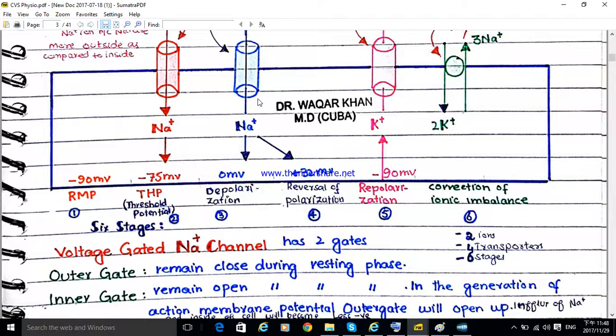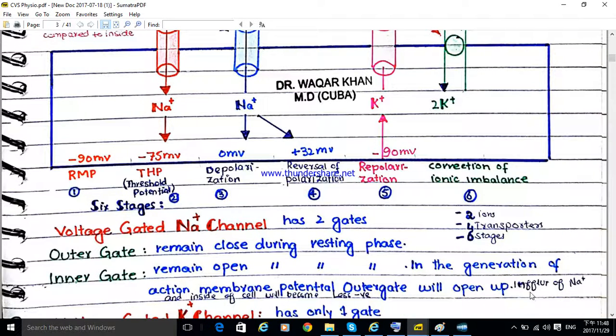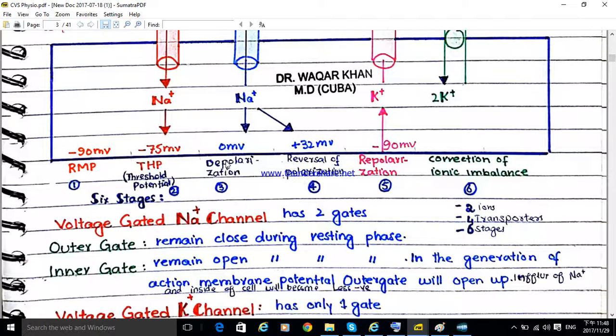So when action membrane potential is generated, the outer gate will open up. They just need to open the outer gate and there will be an influx of sodium, and the inside of the cell becomes less negative. As you have seen, from minus 75 to 0 mV, it has become less negative.